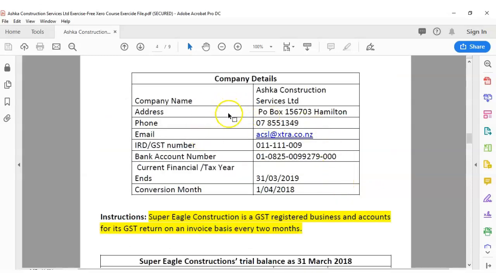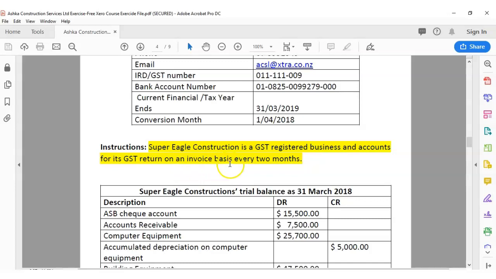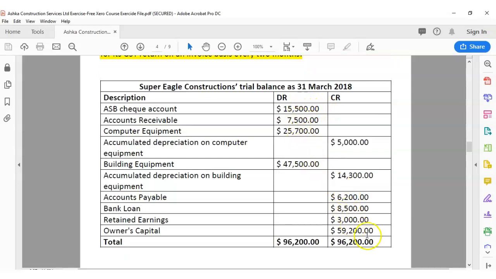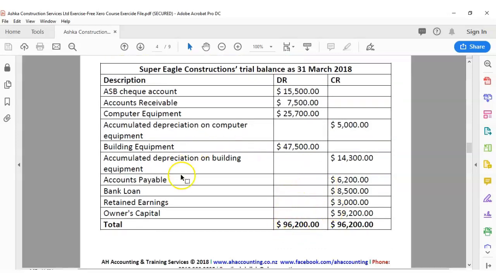So here we've got the basic information for the company: name, address, phone number, email address, GST number, bank account number, and also the conversion date, and also the current financial year end. On invoice basis, every 2 months. We have also been told that as of 31st of March 2018, these are the account opening balances that we need to put into Xero and set up the accounts based on this information, so that it is not treated as a new business but rather as an existing business.